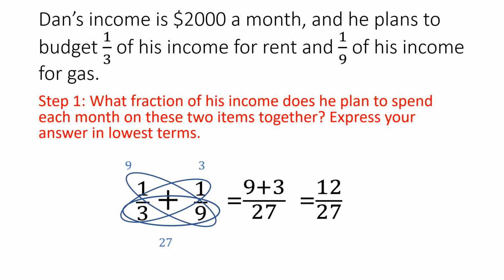It did ask to express your answer in the lowest terms. So we need to simplify this fraction if possible, and it is possible. We're looking for the common factor between 12 and 27. What this means is we're looking for the common number between those two numbers. In reality, we want to find the greatest common factor, so that way we don't have to continue simplifying. Our final answer will be simplified. If we look at 12 and 27, the greatest common factor is going to be 3. So we divide the top by 3 and the bottom by 3, and that gives us our simplified fraction of 4 over 9.